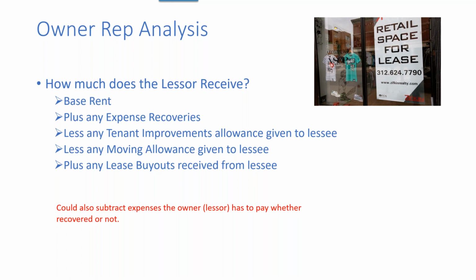So I'm not sure it really makes a difference in the analysis, but you'll see some people when they do a comparison from the owner's perspective, they like to look at it more in terms of the net operating income that's collected after the expenses. So actually on our roadmap, we're considering adding that as an option, that you could subtract a prorated portion of the actual expenses that the owner has to pay on that space.